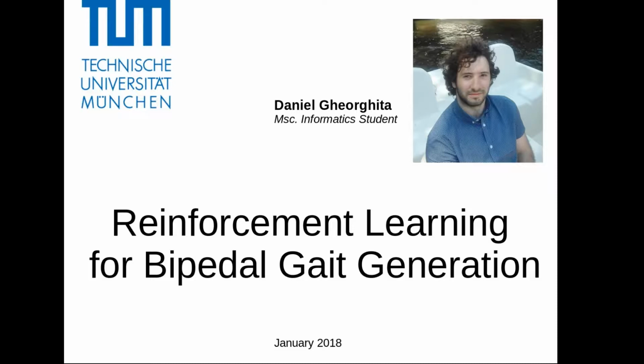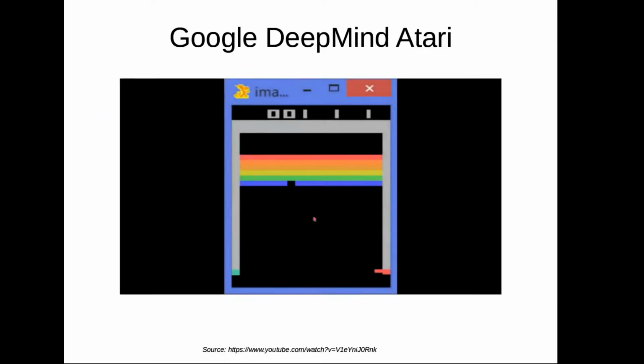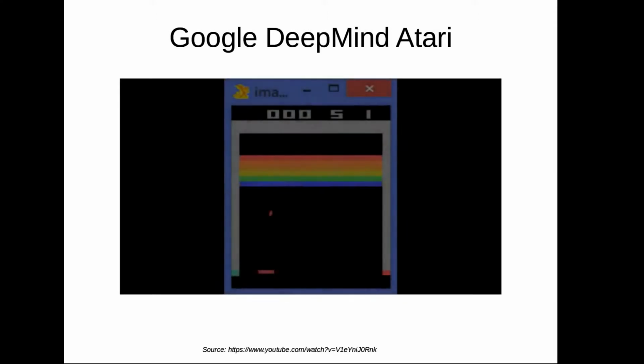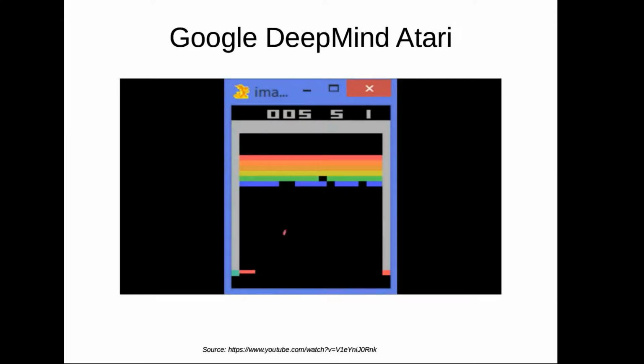But first, let's see what reinforcement learning is capable of. This is Google DeepMind Atari game playing. The artificial player only has as input the image that we all can see, and has as a reward the score of the game. After only 2 or 4 hours of training, it is already on the level of an expert gamer.